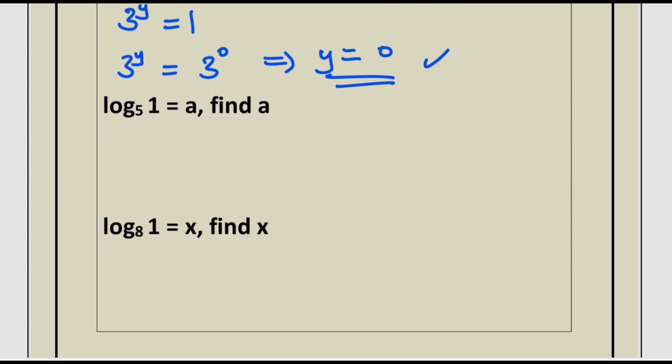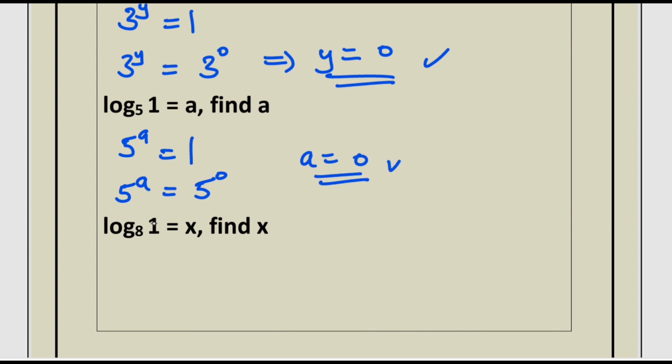The next, log of 1 base 5 is equal to a. What is a? Automatically you should be able to know that a is equal to 0 because log of 1 to whatever base is equal to 0. But let us confirm that it is true. 5 raised to power a is equal to 1. Convert 1 to base 5. So we shall have 5 raised to power a is equal to 5 raised to power 0. Why? A number raised to power 0 is equal to 1. So therefore, in this case, a is equal to 0.